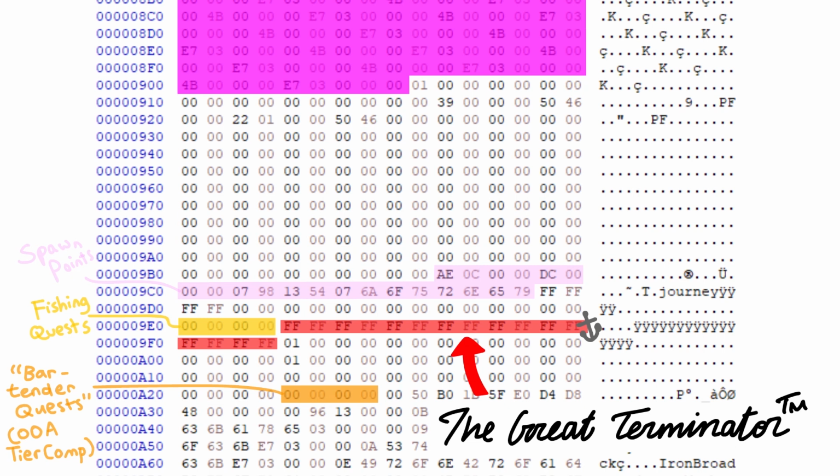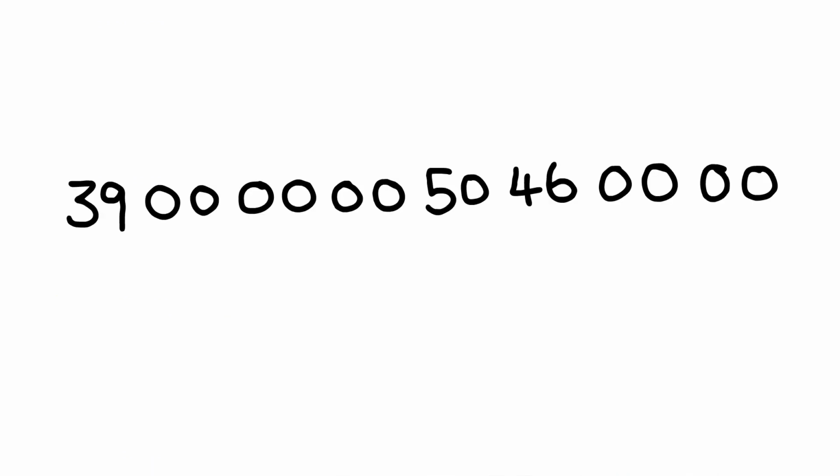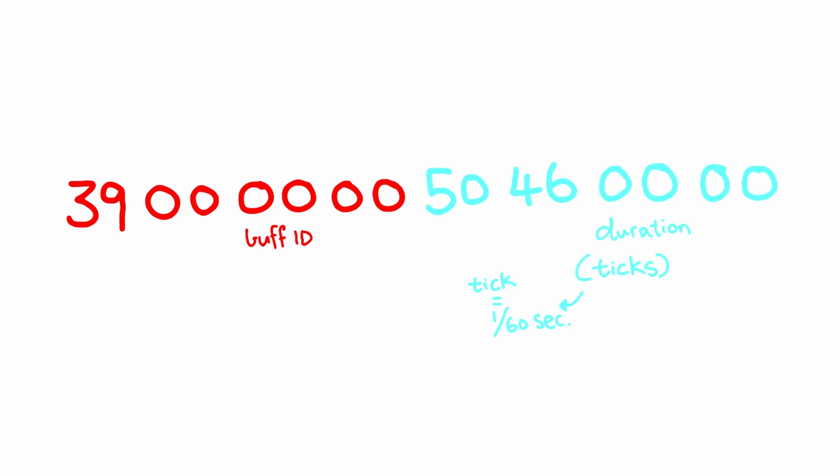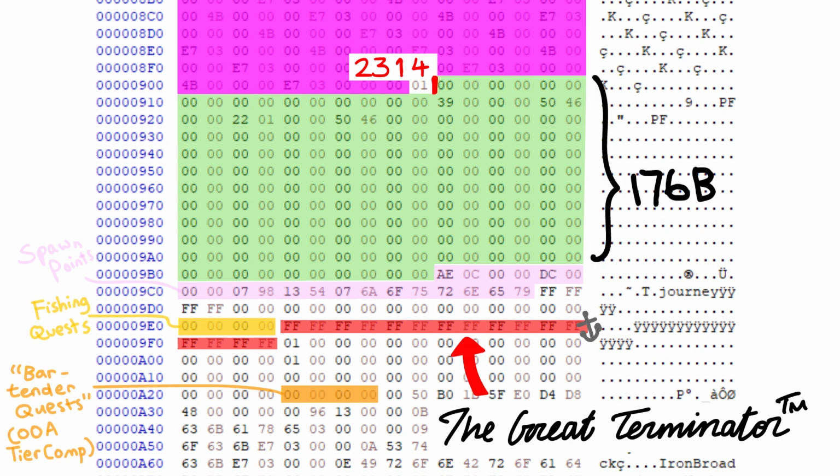Buffs. These start 2,309 plus the player's name's bytes down into the file. There is space for 22 buffs. Buffs are stored as 8 bytes. Bytes 0, 1, 2, and 3 store the buff ID as a little endian 32-bit number. And bytes 4, 5, 6, and 7 store the duration in ticks as a 32-bit little endian number. 22 buffs total 176 bytes are lined up back to back to store all the buffs.